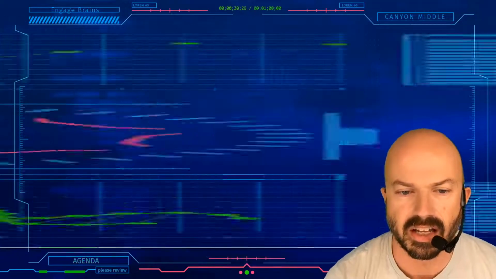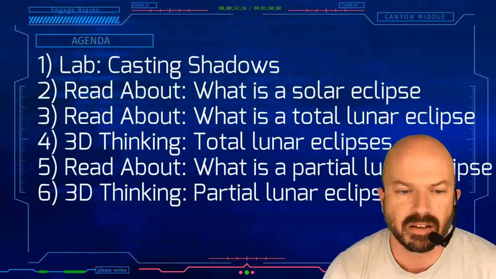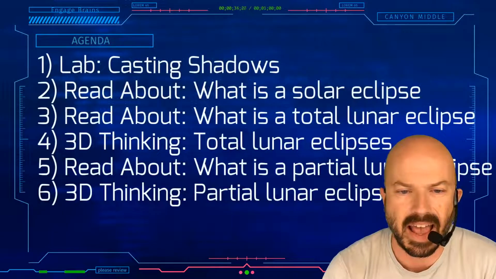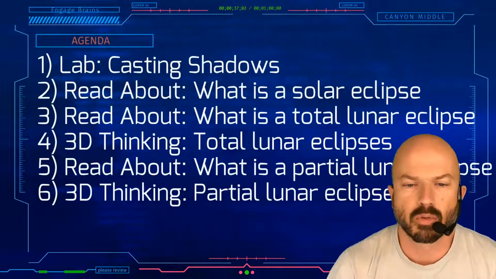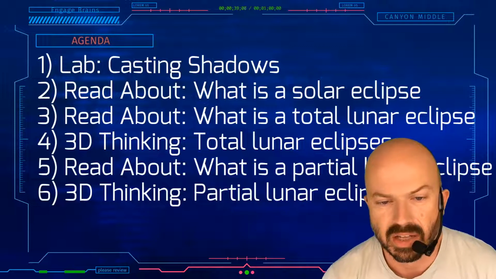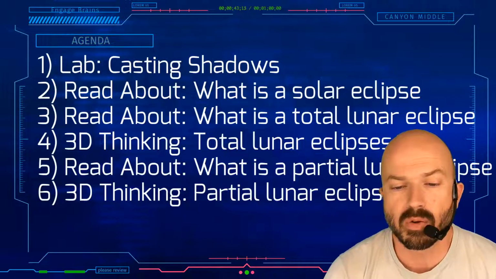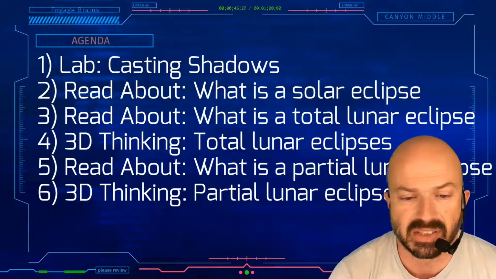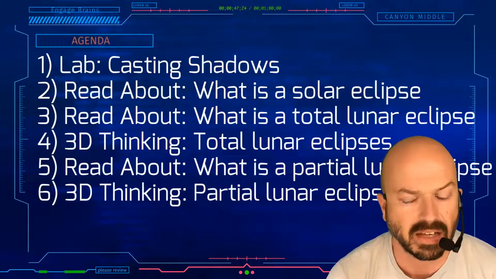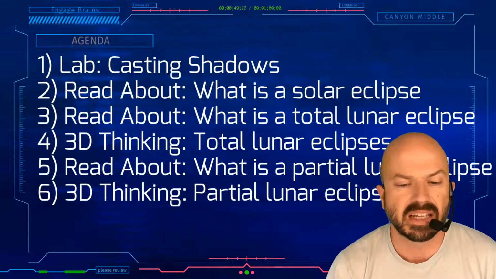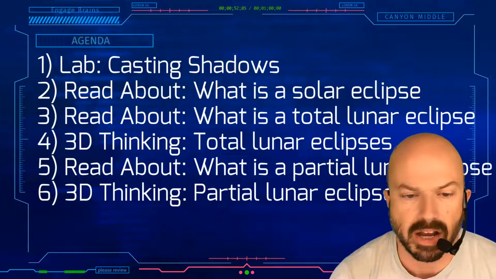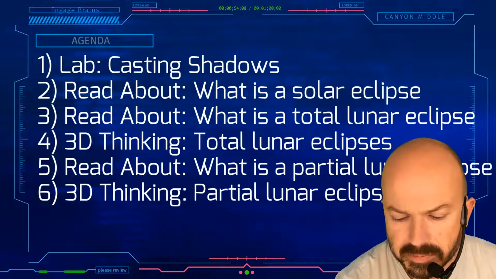Let's look at our agenda. Okay, today we are going to do 6 things. We've got a lab about casting shadows. We're going to read about solar eclipses. We're going to read about total lunar eclipses, and we're going to do a little thinking about that. And then we're going to read about partial lunar eclipses, and we'll do a little thinking about that. We'll be finishing up this lesson on eclipses on Friday. Let's get to it.